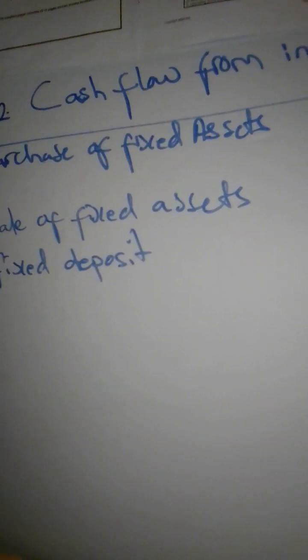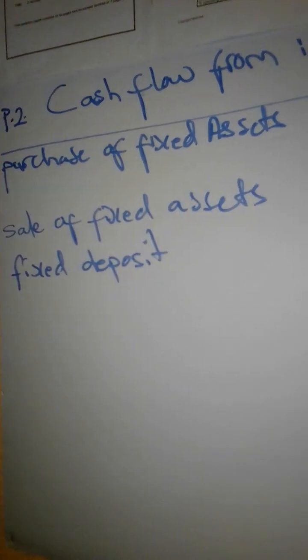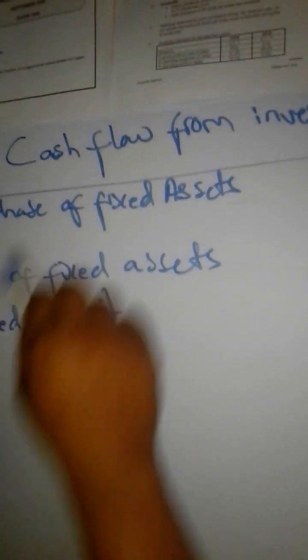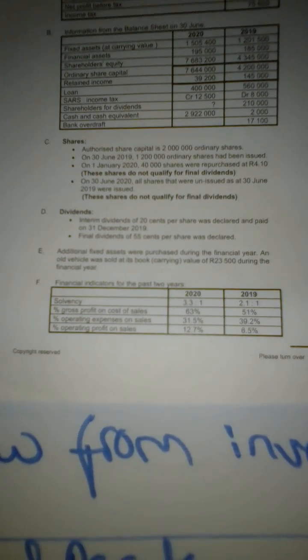So we're going to start by calculating the purchase of the fixed assets. If you look at the information that is given at B, the fixed assets in 2019 were 1,201,500. In 2020 it is 1,505,400. The amount increased, so you can easily see that there was a change. Other assets were purchased. That is the reason why we now have a bigger amount. So let's find out exactly what happened. How do we do that calculation?